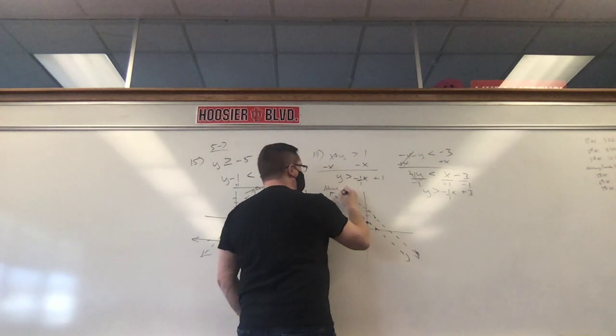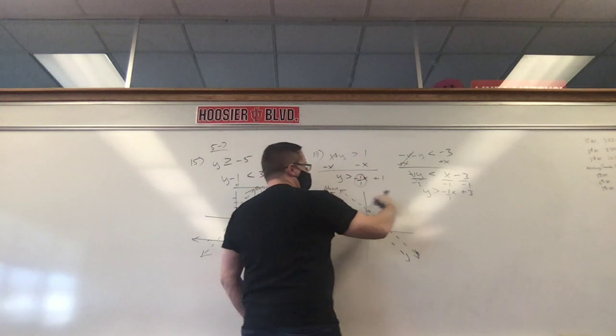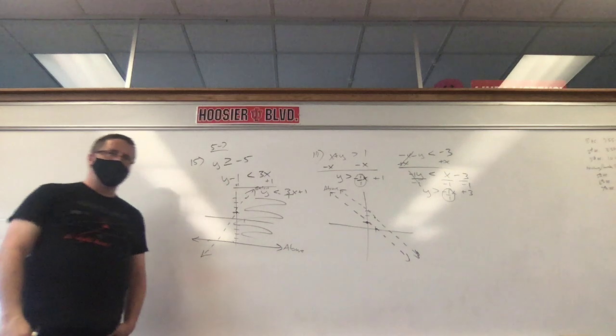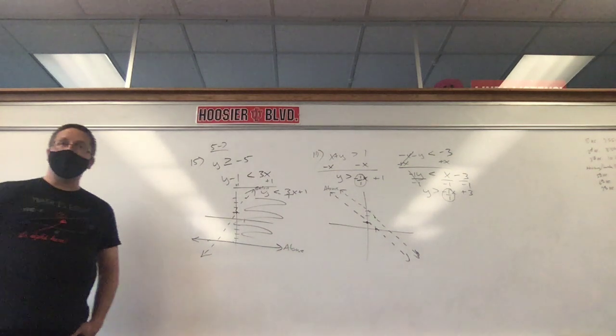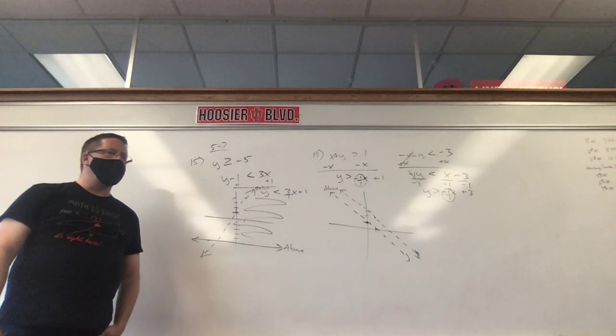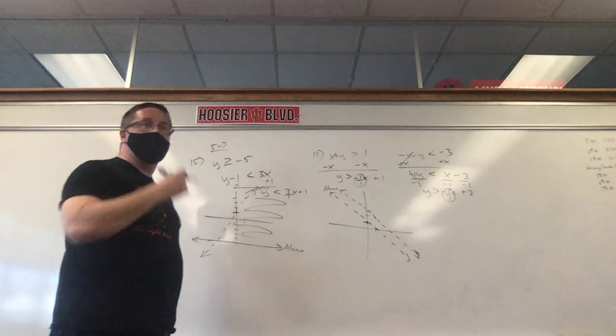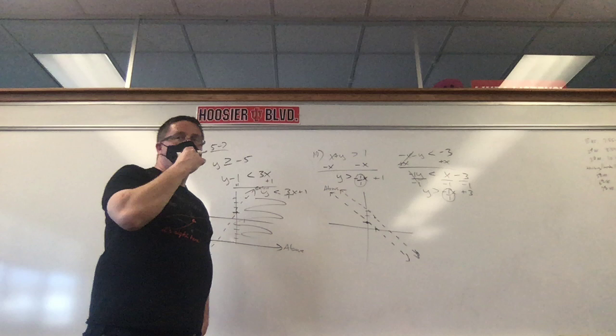Should they be parallel? Slope is negative 1 over 1. Slope is negative 1 over 1. Should they be parallel? Yeah. Why? Because they have the same slope. What do we call the number in front of the x? Y equals mx plus b. What does m stand for? The slope.